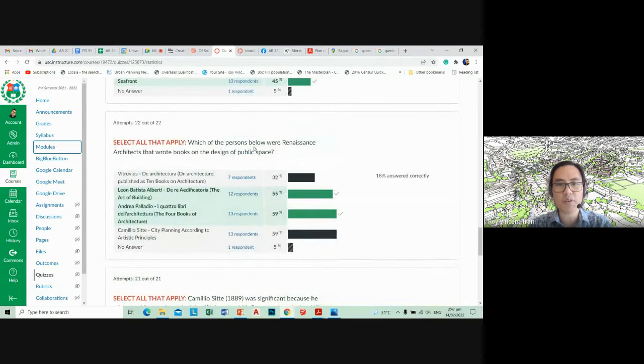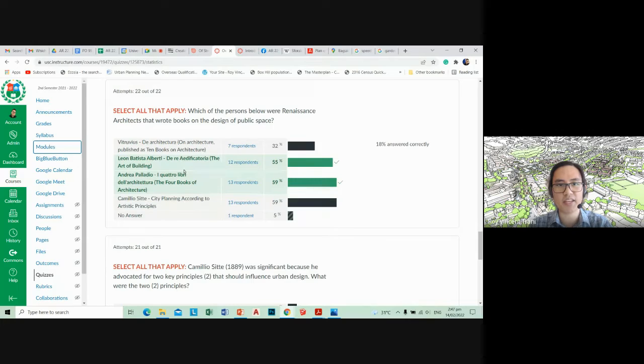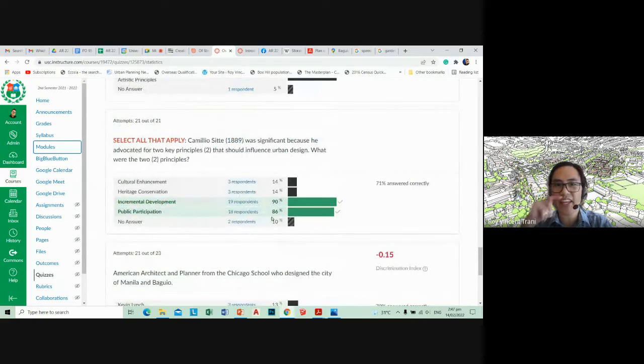Okay, which of the persons below were Renaissance architects that also wrote books on the design of public space? So the majority of you got it. It's Alberti and Palladio. And I finally found the English translation, The Art of Building and the Four Books of Architecture. And then over here, Camillo Sitte was significant because he advocated for two key principles: incremental development and public participation.